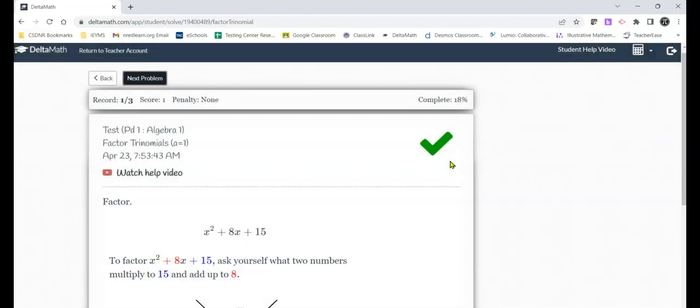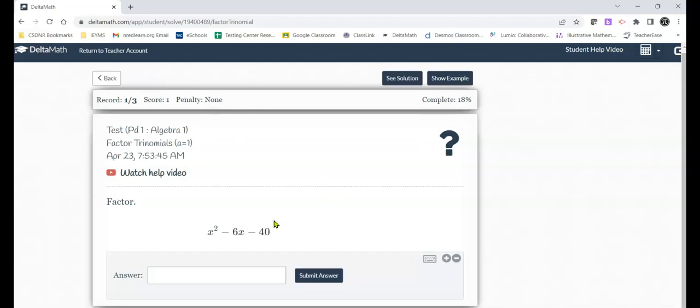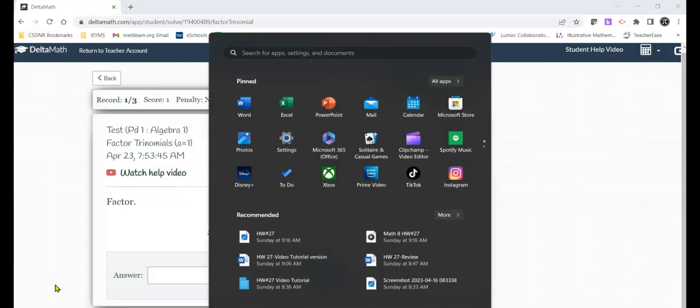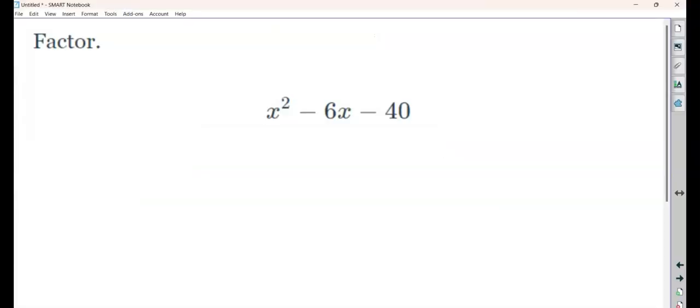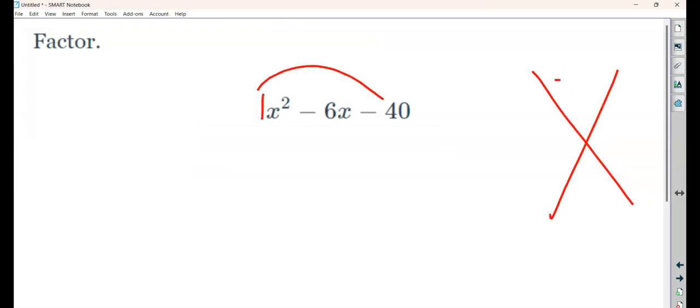And let's try one more. This time we have x squared minus 6x minus 40. So again, I have my leading coefficient of 1. I'm going to slide down to make a negative 40, slide and divide. If you'd like to, you can erase this since you know dividing by 1 does nothing. And we need a sum of negative 6.